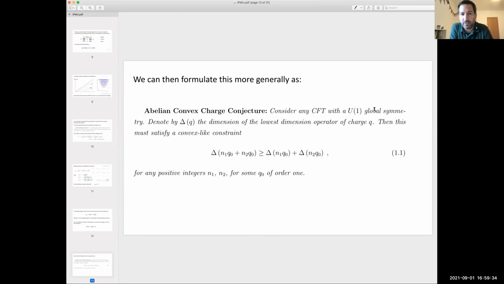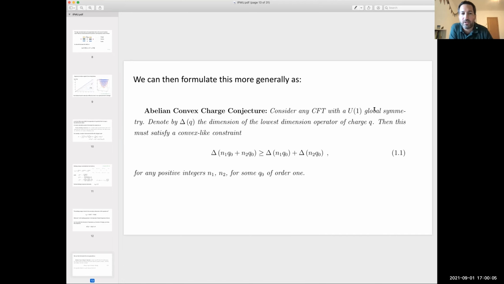And then from this, we can formulate, of course, a more general statement. It's called the abelian convex charge conjecture. Consider any CFT with a U(1) global symmetry. At this point, we're still talking about CFTs with weakly curved gravity duals to relate to the weak gravity conjecture, but I'll talk a little bit about generalizing that. Denote by Delta(Q) the dimension of the lowest-dimension operator of charge Q. Then this must satisfy a convex-like constraint. That's precisely the generalization of what I just showed with Q equals 1 and 2.